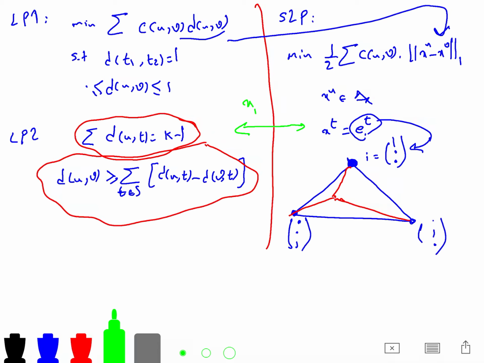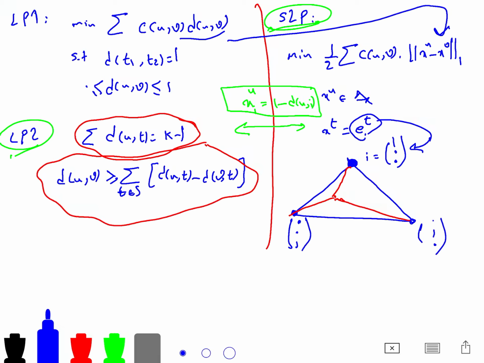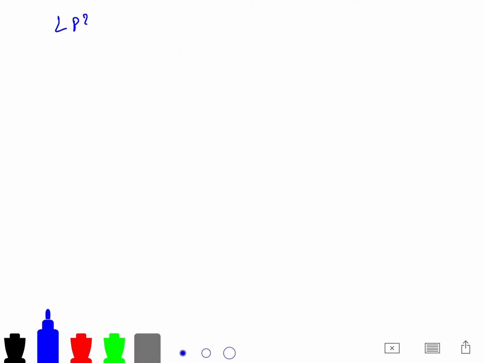So for x_i(u), it is enough to put 1 minus d(u,i), and then you will see that these two, SLP and LP2, are equivalent. In fact, I want to show, as a proposition, that LP2 and SLP are equivalent. And the proof is very simple. So the proof of this proposition is very simple.